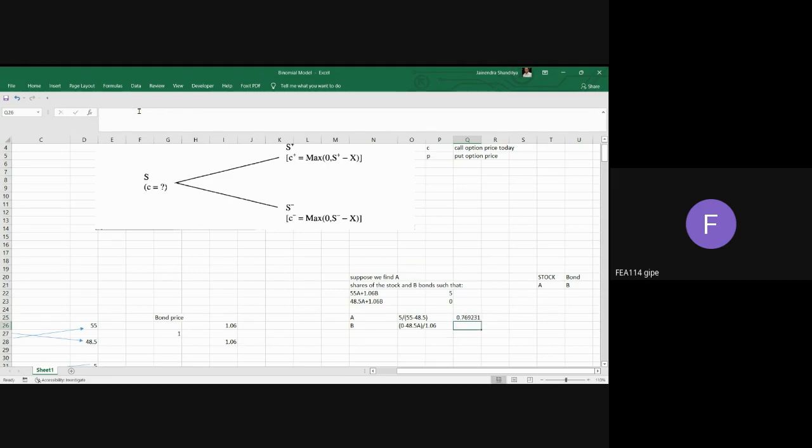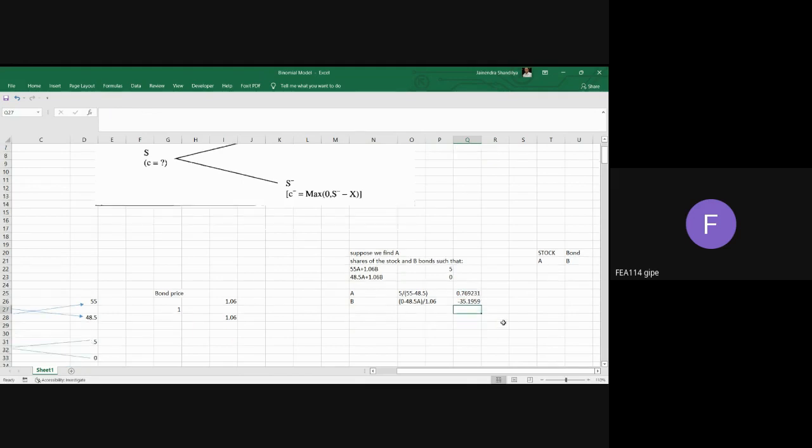And if I have the value of A, what is the value of B? So B equals minus 48.5A upon 1.06. So B also I can calculate like this: minus 48.5 into this one, this is A, divided by 1.06. So I got minus 35.19.